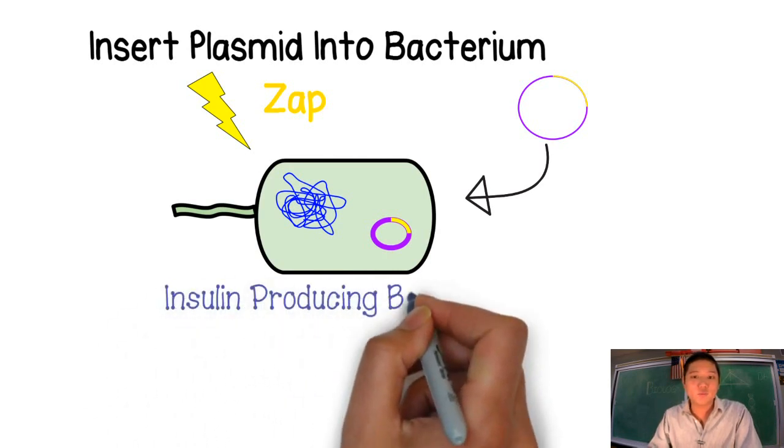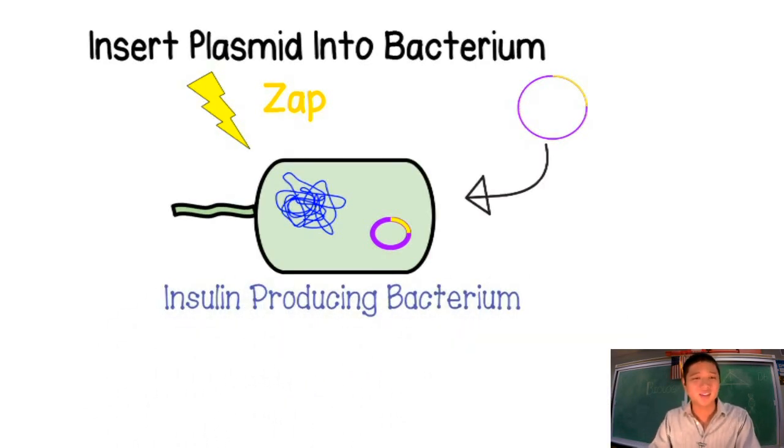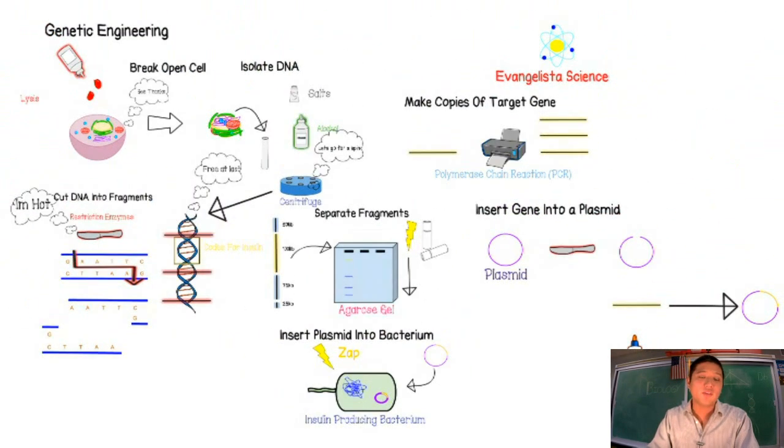And there we go. We have just created an insulin-producing bacterium where we took the genes from an insulin-producing cell and we have inserted it into a bacteria, and now that bacteria is programmed to create insulin.